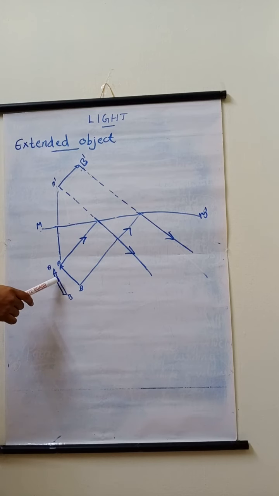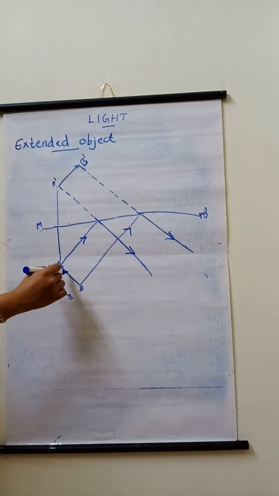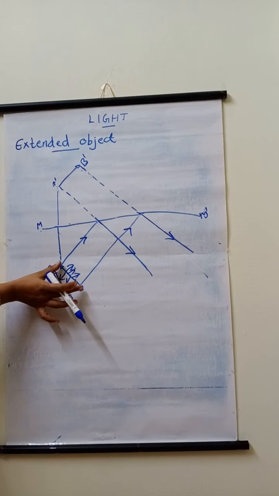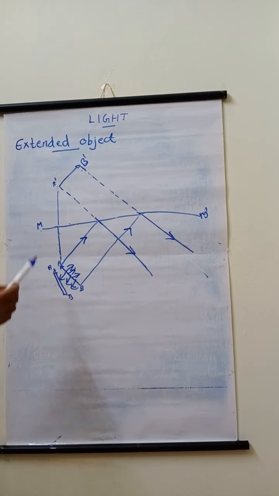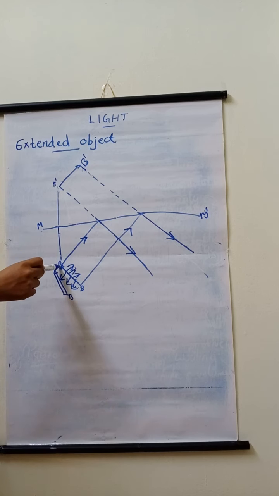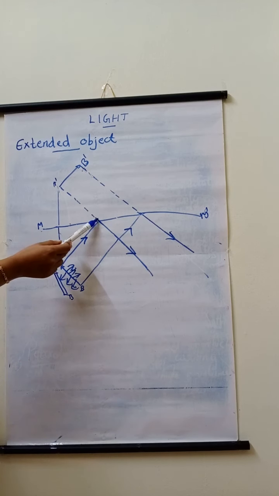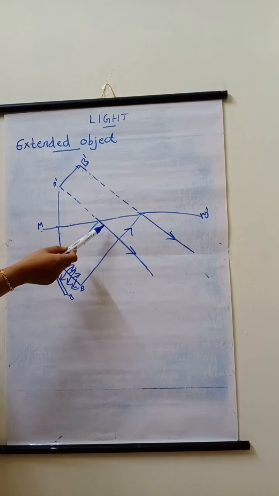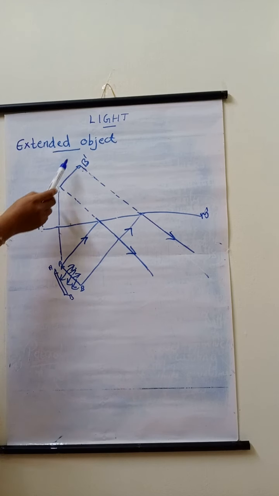The rays of light travel in all directions from this point, to all the points, and we are considering only these two ends. From A and B the rays reach the mirror. So let us consider rays coming out from the points A and B, which are the ends of the extended object. The rays will fall on the mirror, then they will be reflected. After reflection, the image will be formed as A dash B dash.